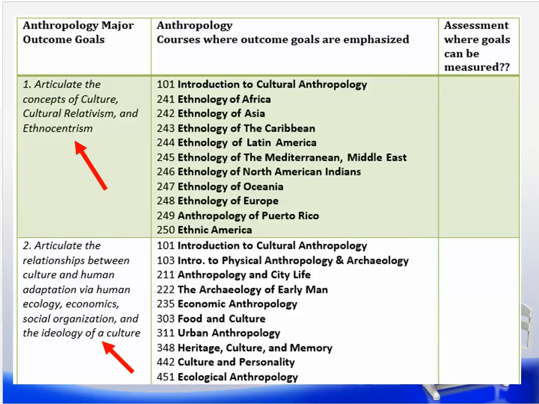And for each of these 5 outcome goals, on the left, the center column shows the courses where these concepts are taught. I have the 2 red arrows here because for the 101, these are the 2 outcome goals we are measuring. We measured last spring to see how effective they were. And in both cases, we used the Introduction to Cultural Anthropology.